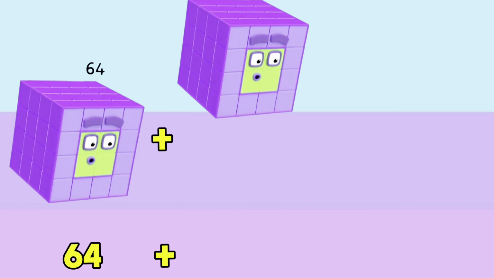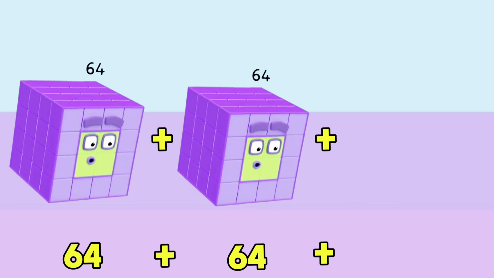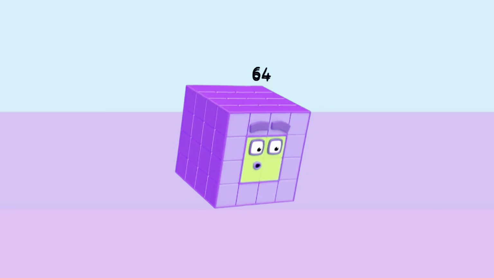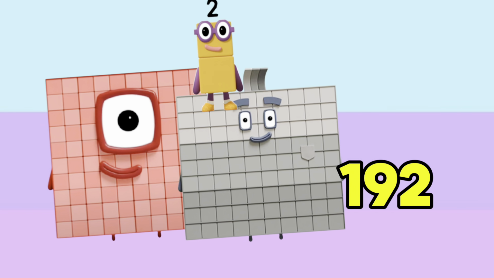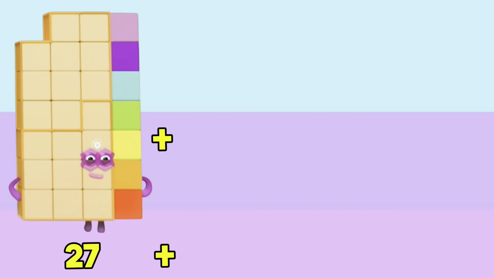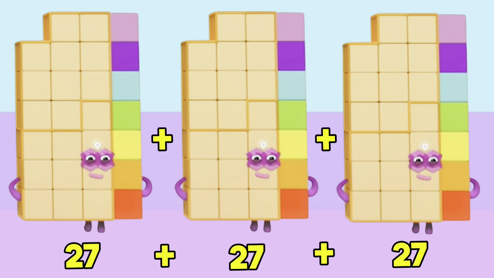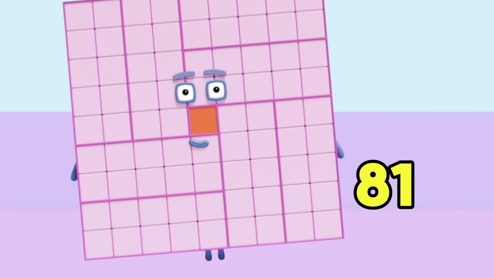64 plus 64 plus 64 is equal to 192. 27 plus 27 plus 27 is equal to 81.